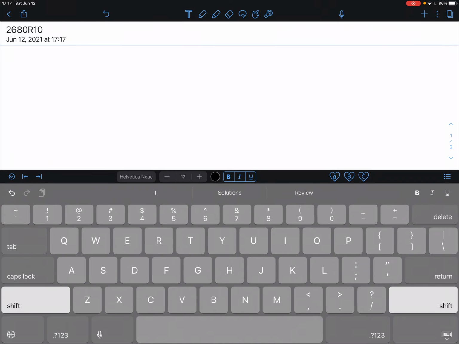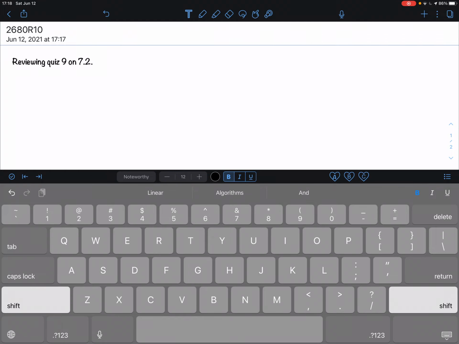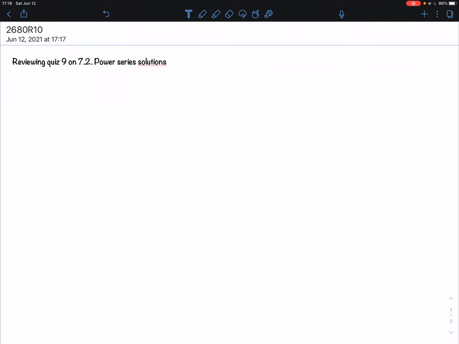Let's review, two fancy letters, right? Review of quiz 9, and that is on 7.2 power series solution, but it's the easier part of it. We do the other one in the next quiz. And so these are the special type of power series that are easier to deal with.